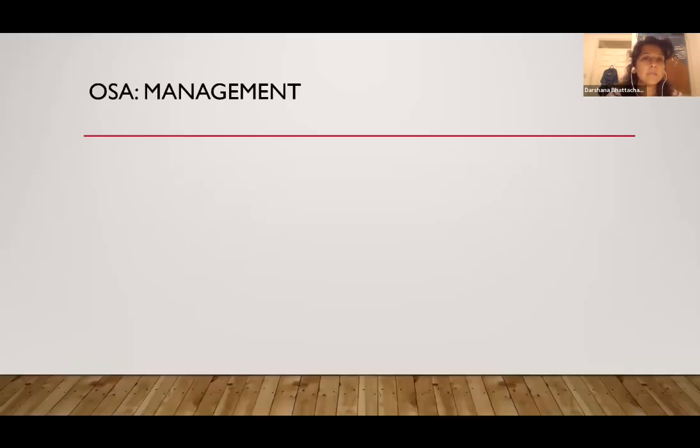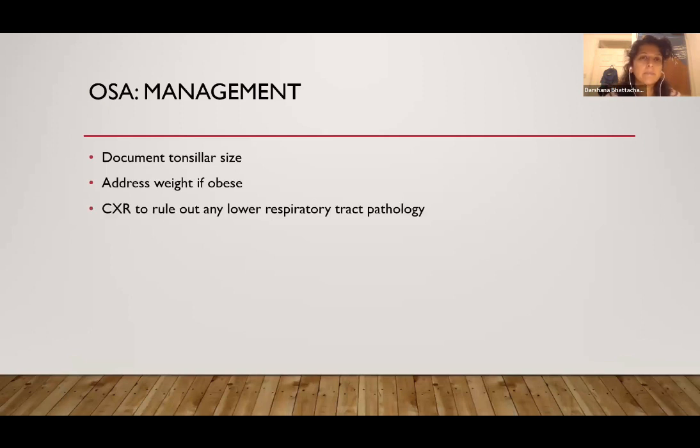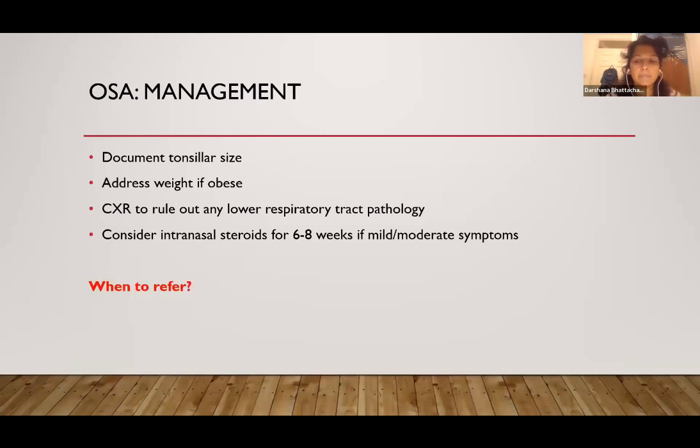And then the management of obstructive sleep apnea with adenotonsillar hypertrophy is, you first want to document the tonsillar size as best as you can. I mean, again, it'll be medium, large, kissing tonsils rather than actual measurement. If the child is overweight or obese, we do know that there is an association with OSA, so you will need to address the weight if that is the case. You might want to refer for a chest X-ray to rule out any lower respiratory tract pathology. And if there is evidence of tonsillar enlargement, there's likely to be adenoid enlargement. So consider intranasal steroids for a period if the child does have mild to moderate symptoms.